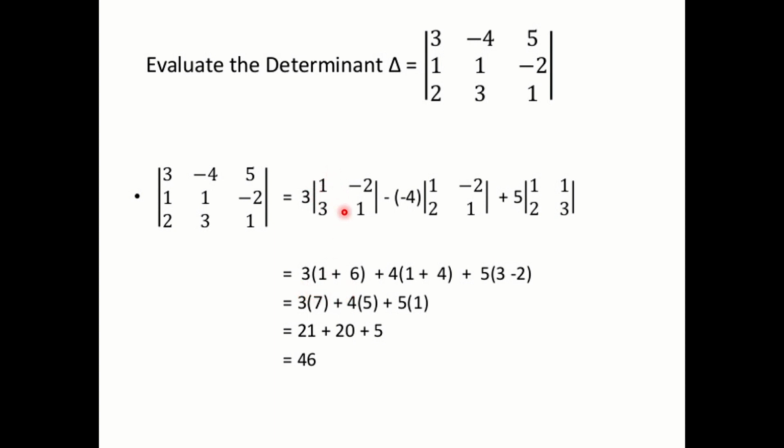3, 1 into 1 plus. Why here plus? 1 into 1 minus minus 6, that will be plus 6. Plus minus minus plus 4. 1 into 1 minus minus 4, that is 1 plus 4, which is 5. 1 into 3 minus 2 into 1, that is 3 minus 2. Now simplifying this, 3 into 7 plus 4 into 5 plus 5 into 1. 21 plus 20 plus 5 will give 46, which is the value of the determinant of order 3 by 3.